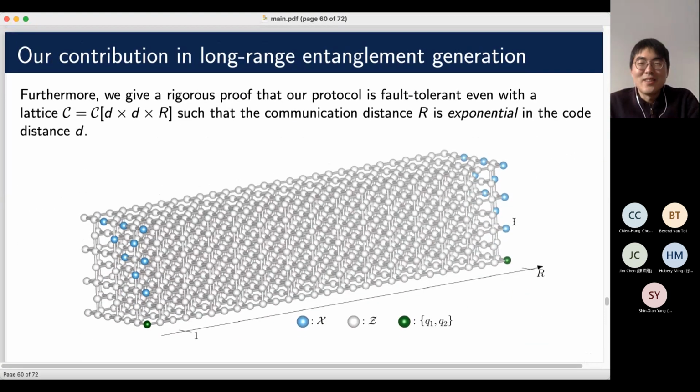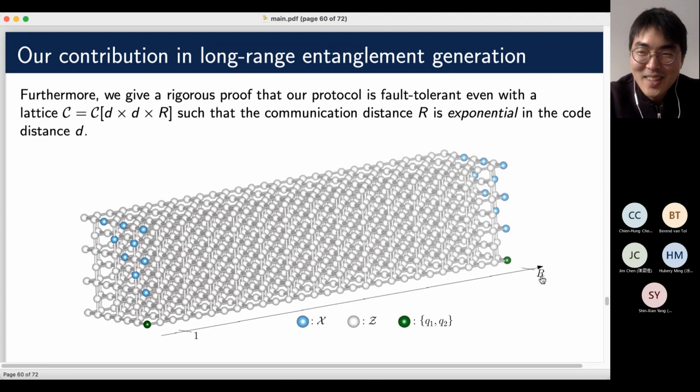Okay. And we also considered long entanglement generation using a very long lattice like this. So not using a cube, we use this elongated version of the lattice. And you may consider each slice consists of one repeater station.